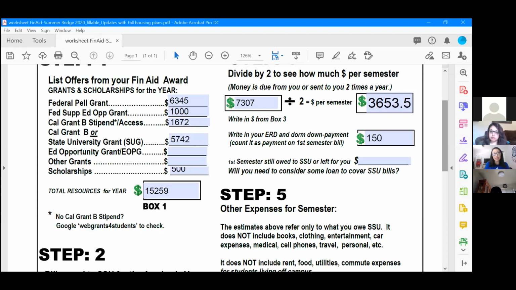And again, right now with the pandemic, we just don't know how things will shake up in the fall semester and the wintertime as well. And so, if you are receiving a refund check, go ahead and plan accordingly.